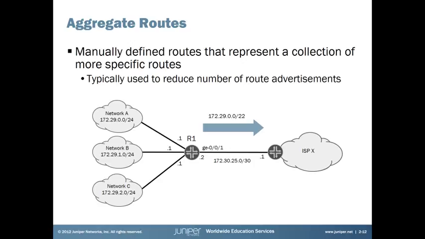I suppose the ultimate aggregate route is the default route, isn't it? Because it represents absolutely everything. Okay, but let's take a look at some other aggregate routes here. Typically used to reduce the number of route advertisements. So, instead of us advertising network A, B, and C separately, we advertise one route that represents all of those networks. That route is an aggregate route, also known as a summary route. It means the same thing.